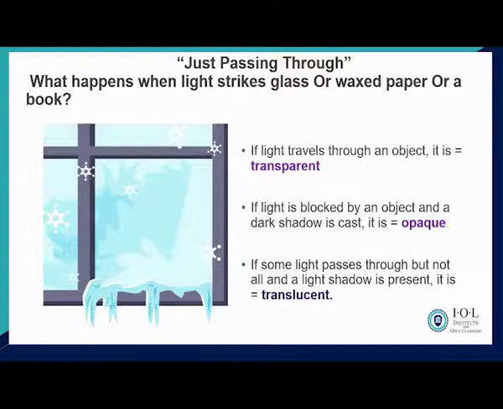So that is what determines what will happen when the light strikes either glass, or wax paper, or a book. Now it's all up to you to see which one actually allows light to pass through. Is it the glass, the wax paper, or the book? Which one is translucent, opaque, or a transparent object? That's what you have to determine.